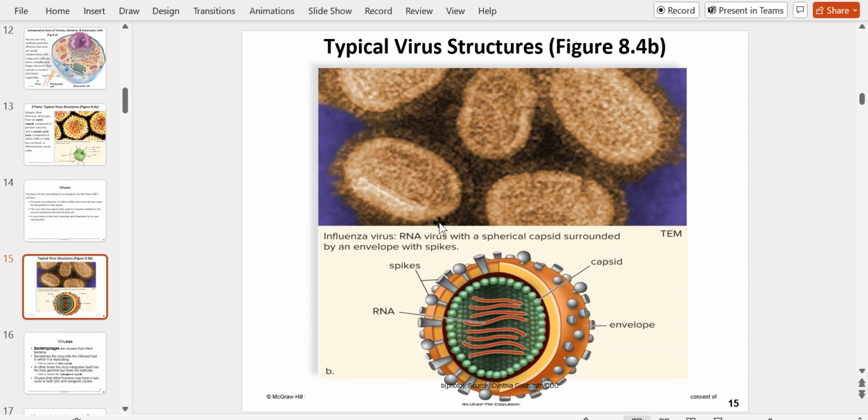So, typical virus structure, again, there's your capsid. In this case here, we're dealing with the influenza virus. This is RNA in here. It doesn't even have DNA. It's just flimsy paper bag genetic material, gets injected into a host cell, and then the host cell's organelles begin manufacturing more virus.